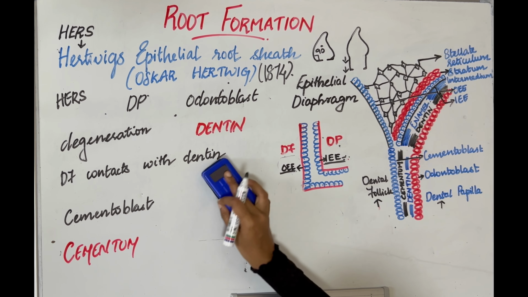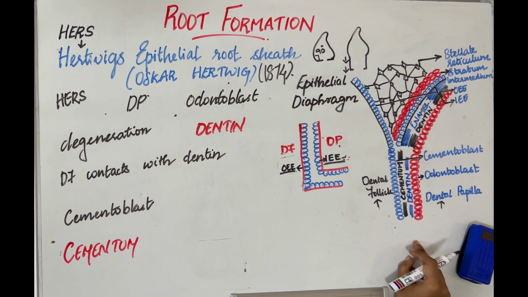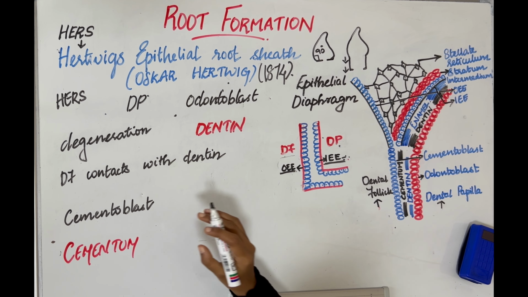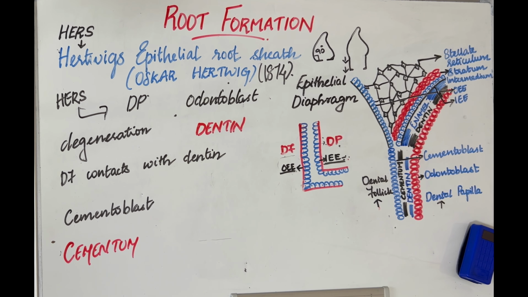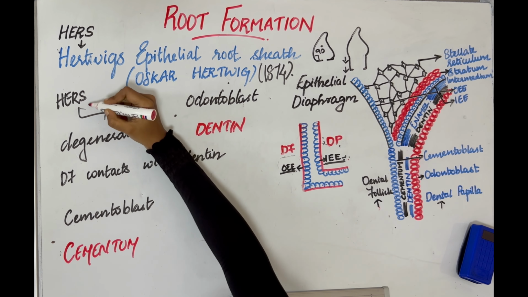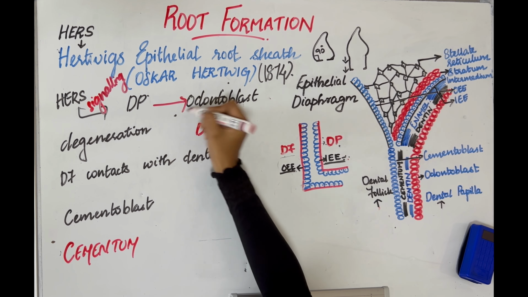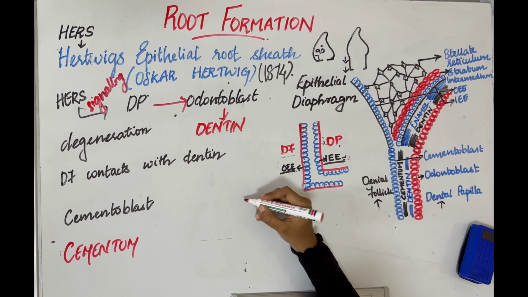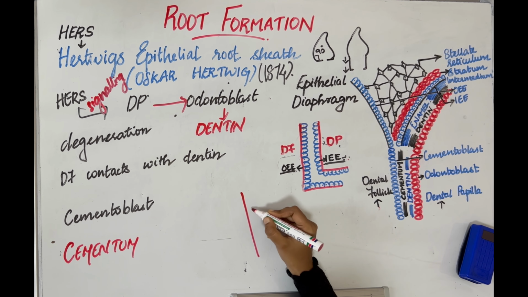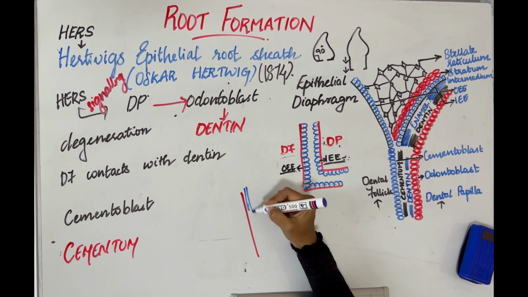Now we have to see how dentin and cementum are formed in the root portion. For all this to happen, Hertwig's epithelial root sheath is important. First, Hertwig's epithelial root sheath signals the dental papilla, and there will be formation of odontoblasts. Odontoblasts are the cells that form dentin, and dentin formation begins.